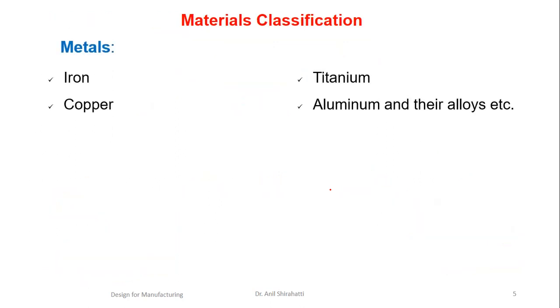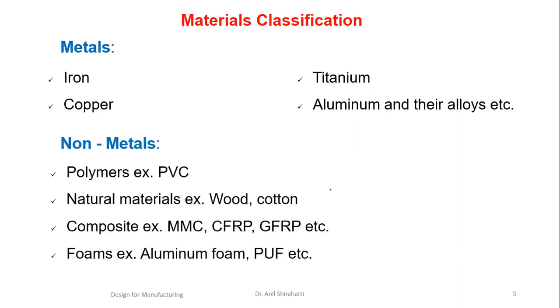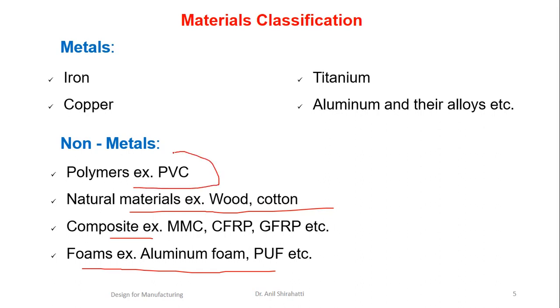How are the materials classified? In general, materials are classified into two types, metal and non-metal. So in metal we have iron, copper, titanium, aluminum, etc. Non-metal will have composites, we have foams which are a new type of material, then natural materials like wood and cotton, or polymers like PVC.